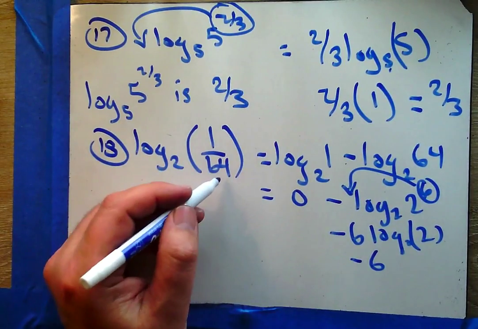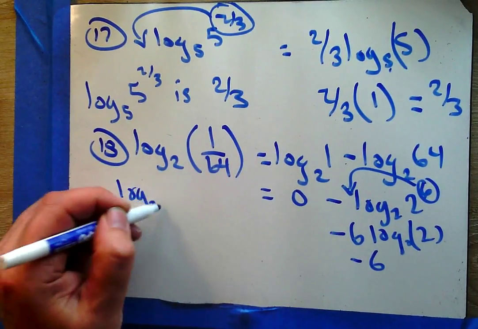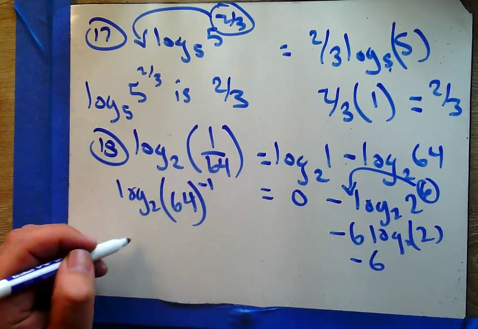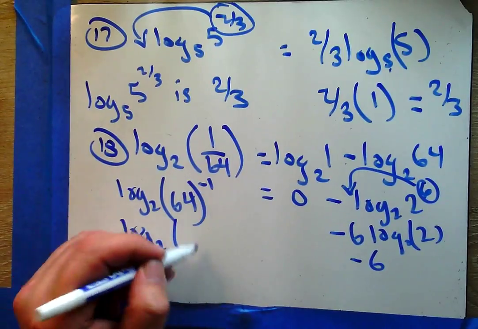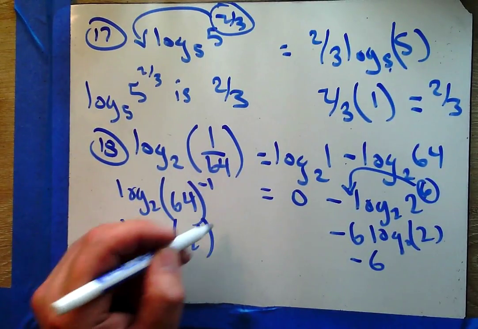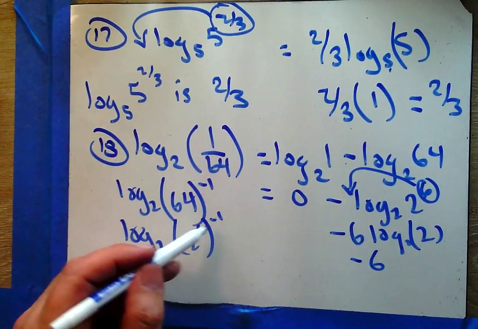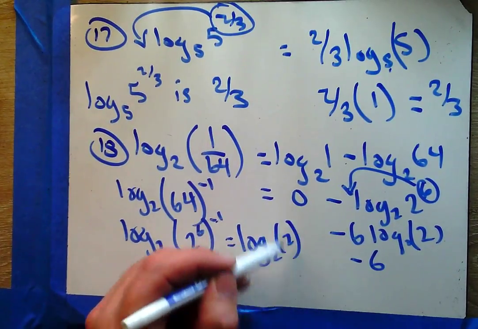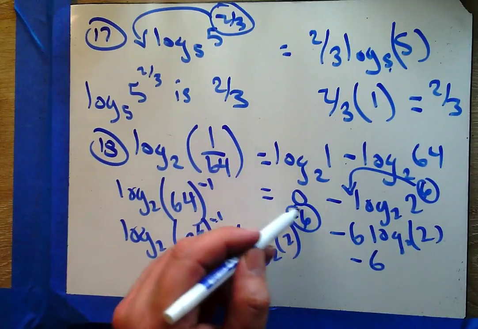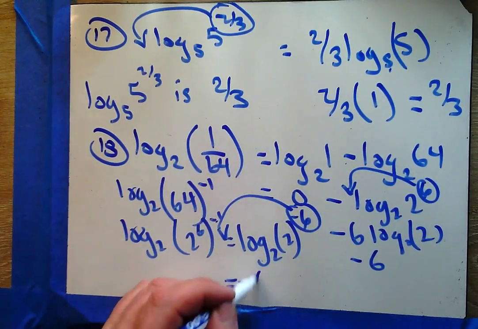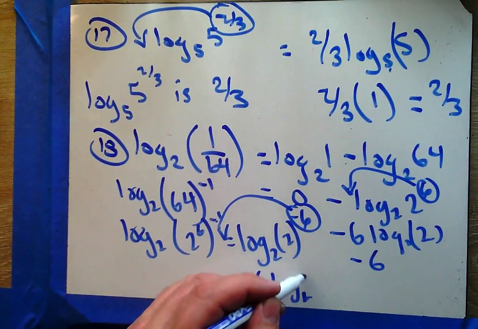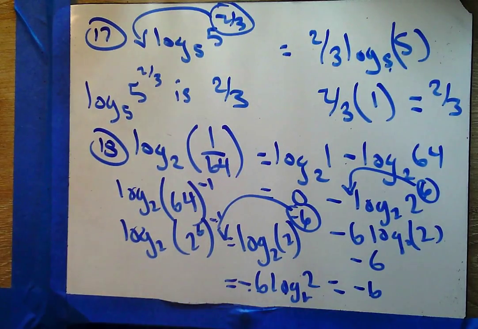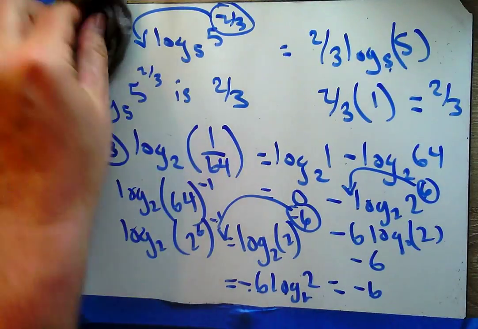Another is to come over here and say, well, this is the same as log base 2 of 64 to the -1. And then we could say log base 2, 64, well, that's 2 to the 6th. And then I can raise a power to a power. And so I've got log base 2 of 2 to the -6. I'll use that power rule to bring down the -6. And that's going to be -6 times 1, or -6. Okay, there's 18.